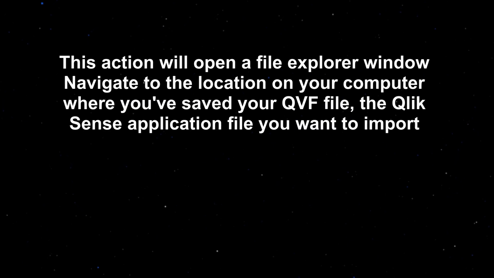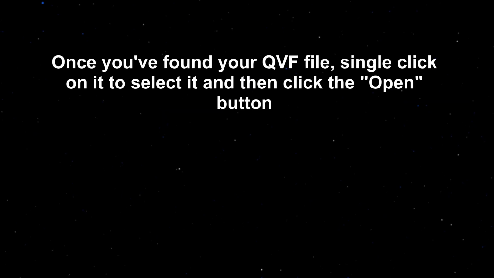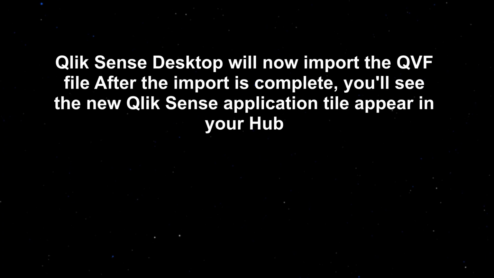Navigate to the location on your computer where you've saved your QVF file, the Qlik Sense application file you want to import. Once you've found your QVF file, single-click on it to select it, and then click the Open button. Qlik Sense Desktop will now import the QVF file. After the import is complete, you'll see the new Qlik Sense application tile appear in your Hub.